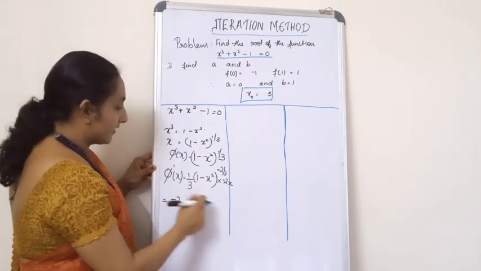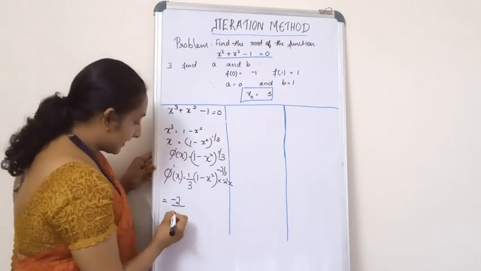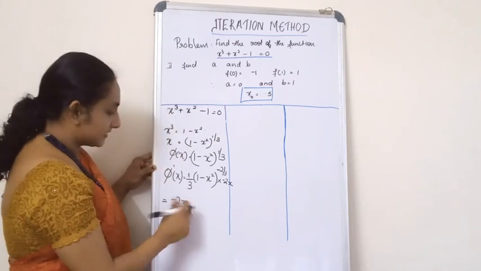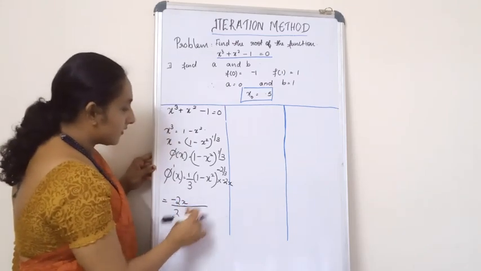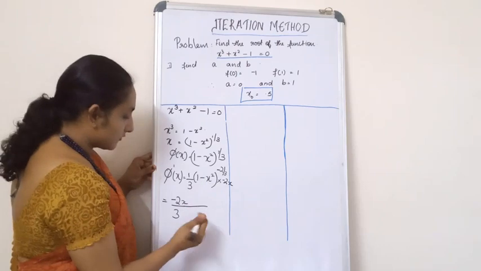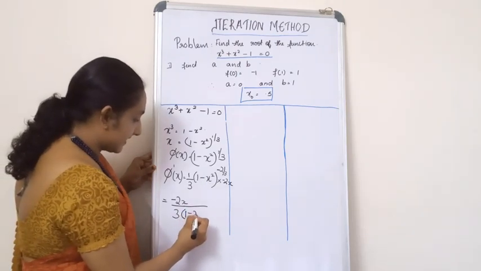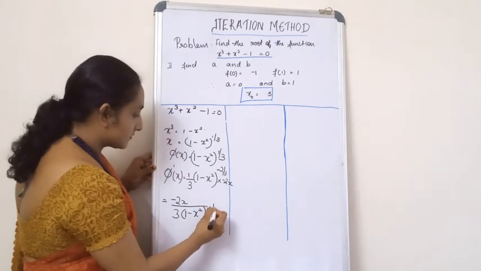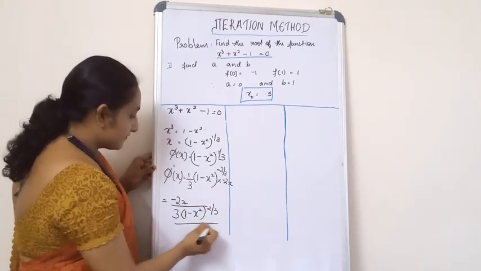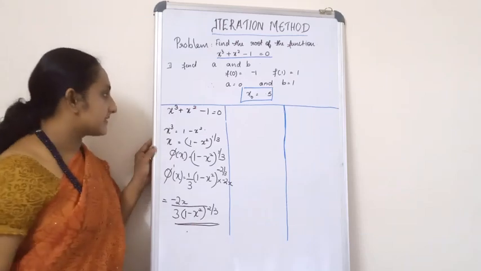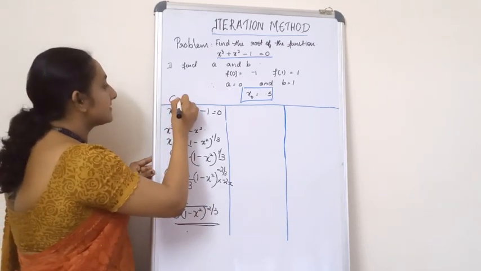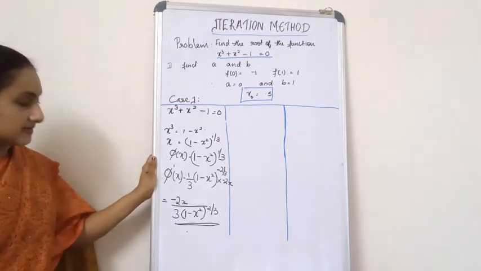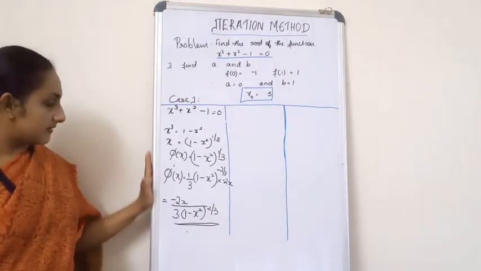I'm going to refine whatever I have written over here. That's minus 2 by 3 x in the numerator, divided by the denominator, which I'm going to take like this: 1 minus x square the whole raised to 2 by 3, since the power is negative. So this is my phi dash of x. I'm going to write this as case 1. You will be wondering why I have written it like this, so just keep all these things in mind.